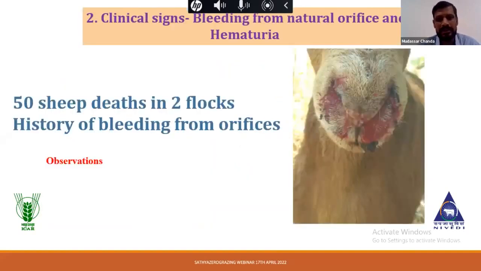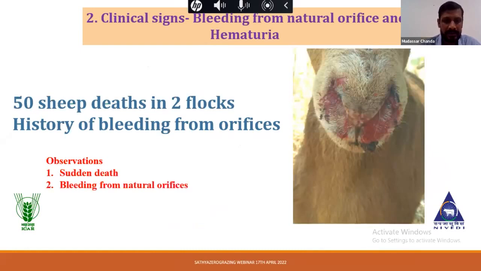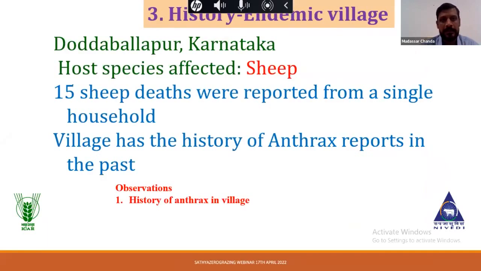This is a very important study which we investigated in sheep. There was bleeding from natural orifices. We see that in the photograph also, and hematuria was also there. And 50 sheep died in 2 flocks. Sudden death, bleeding from natural orifices, and the differential diagnosis we considered was plant poisoning.